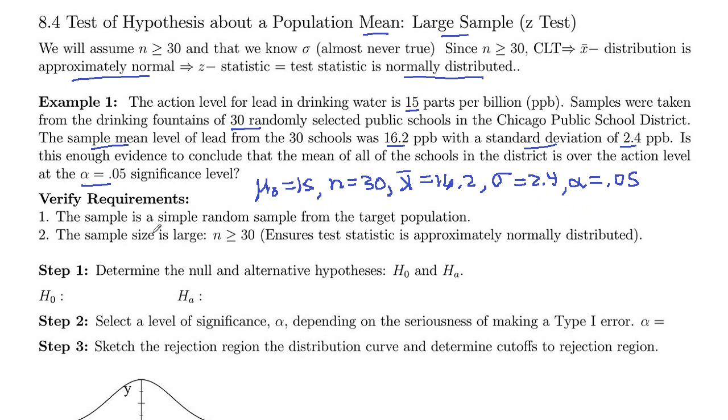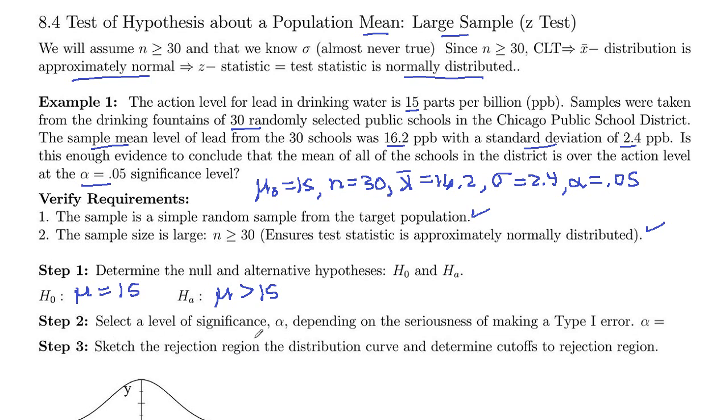So the test requirements are that the sample is a simple random sample. That is true. We checked that. Sample size is larger than 30. Yep, just makes it. Size 30. Our null and alternative we determined before. The null was mean equal 15. The alternative we're trying to establish, mean greater than 15. That's step 1 in the hypothesis test.